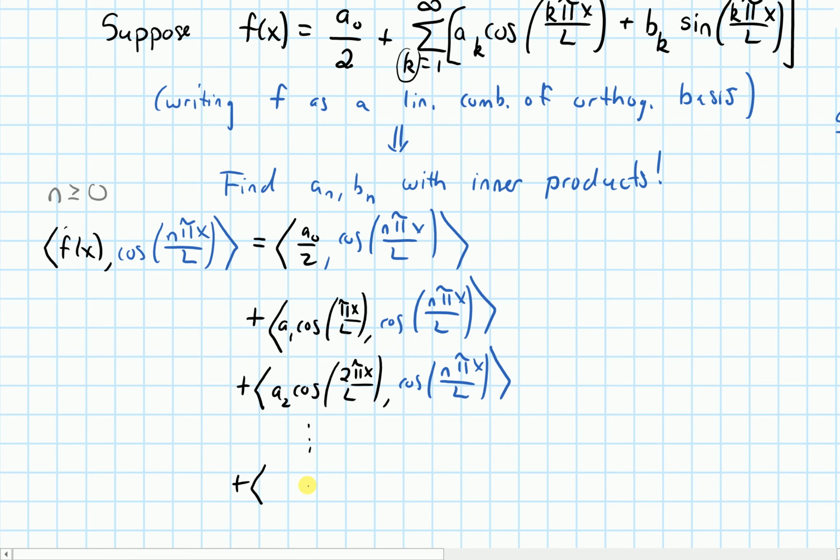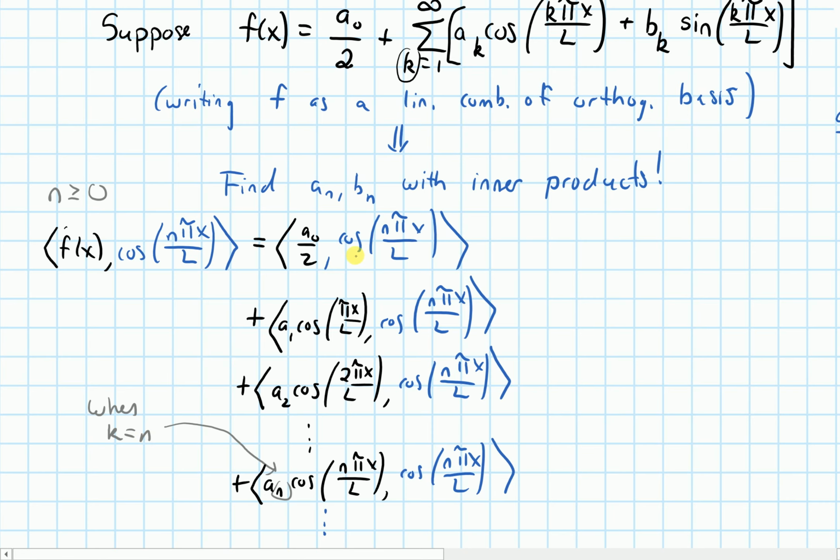Eventually, k is going to be equal to n, and when it does, we'll get a sub n cosine of n pi x over L here, and the same thing on the other side, cosine of n pi x over L. And then dot, dot, dot, so this keeps on going down. All right, so this case right here was when k equals n.